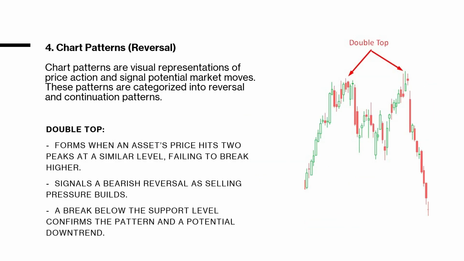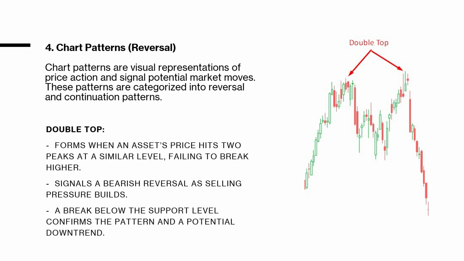Let's discuss another important reversal pattern, the double top. This pattern is common and signals a potential bearish reversal, where an uptrend may transition into a downtrend. Here's how it forms. The asset's price rises and forms a peak, then retraces slightly before rising again to create a second peak at a similar level. The key characteristic of this pattern is that the price fails to break higher on the second attempt, indicating weakening buying pressure and a buildup of selling pressure.